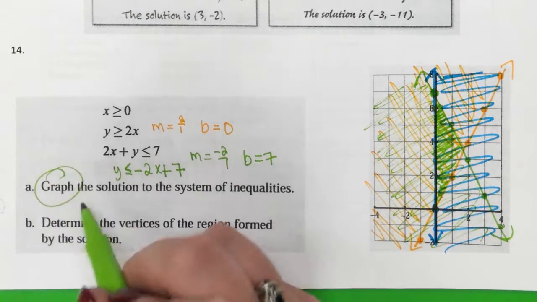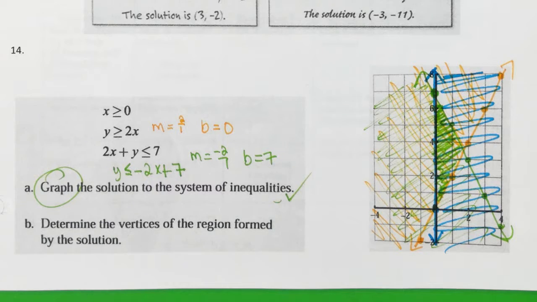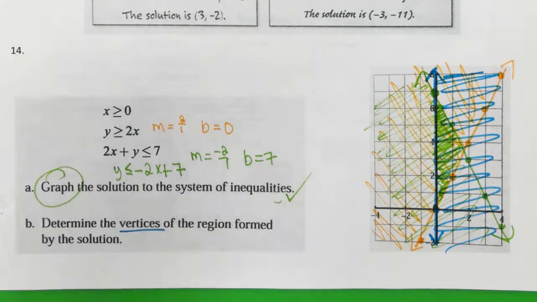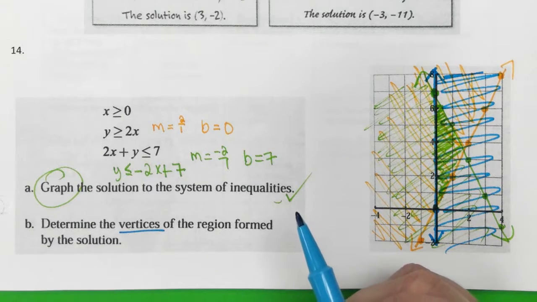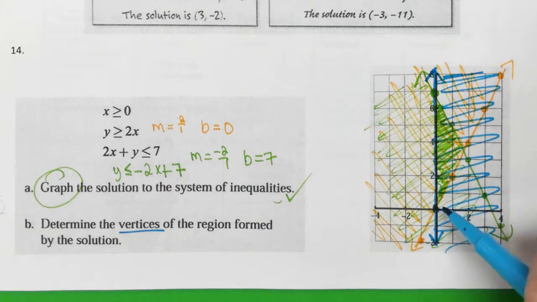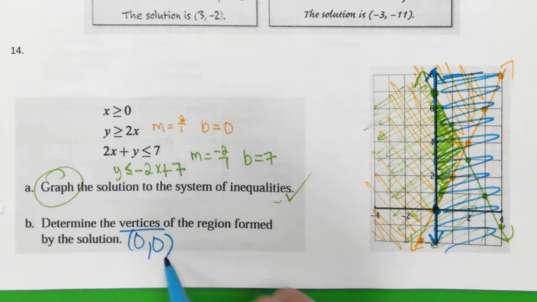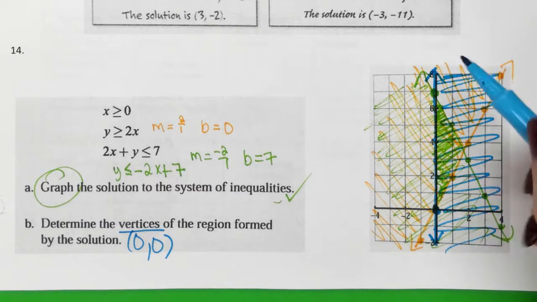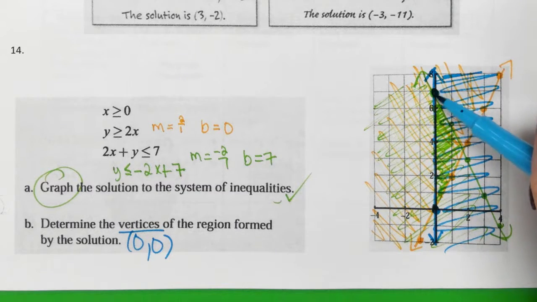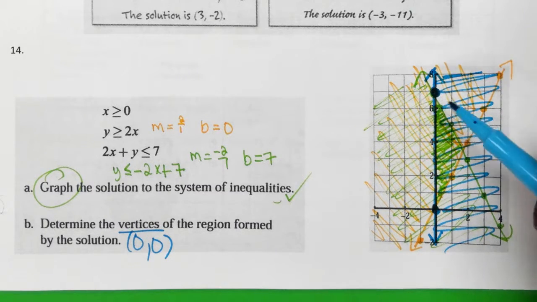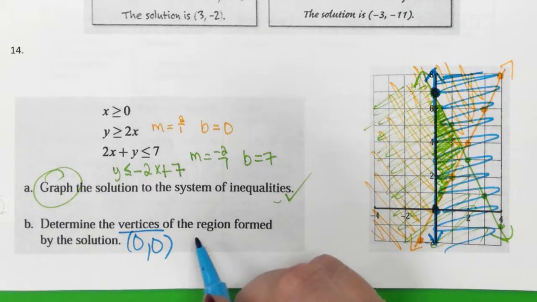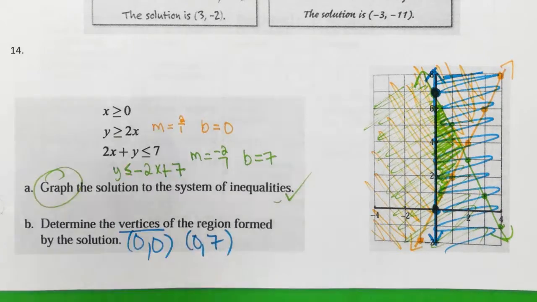So we did A, said to graph, we did that. But B says determine the vertices. Guys, what are vertices? What points? Of the triangle, right? So this one's easy. What's this point right here? 0, 0. There you go. And this one? 0, 7. That's 7. Very good. 0, 7.